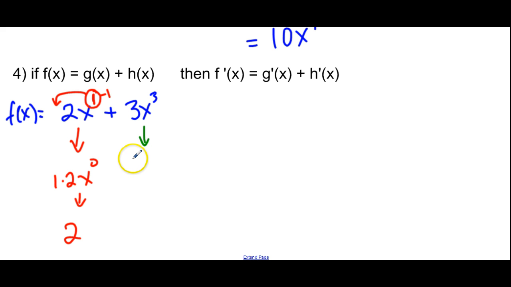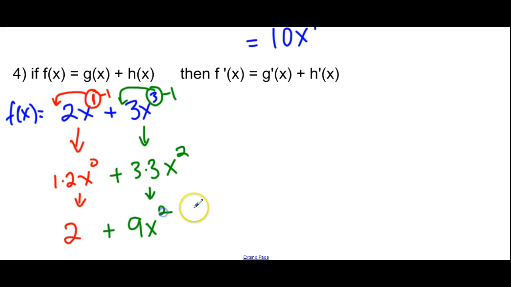3x, so here we take the 3, we multiply it to the front, so 3 times 3. We still have x. Then we take 3, we subtract 1, that becomes a 2. So if we were to simplify this, we have 9x squared. Alright? Just thinking about it, it sounds confusing, but once you start practicing it, it's fairly easy.